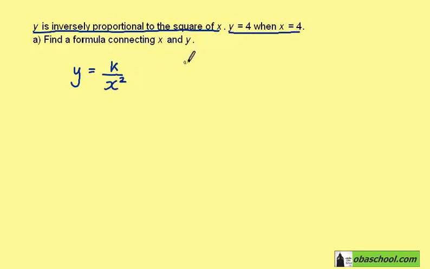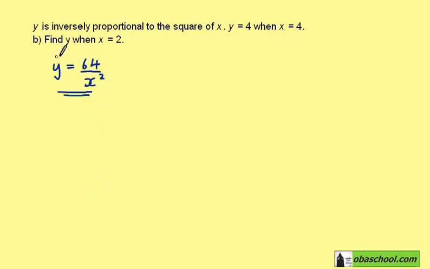We now have that y is 4 when x is 4. Substituting in, we get 4 is equal to k over 16. Multiplying both sides by 16 gives us that k is equal to 64. Substitute back into the top, and we get y is 64 over x squared.